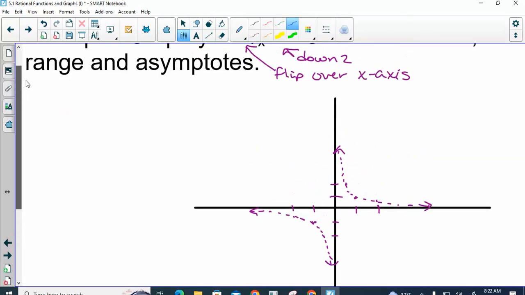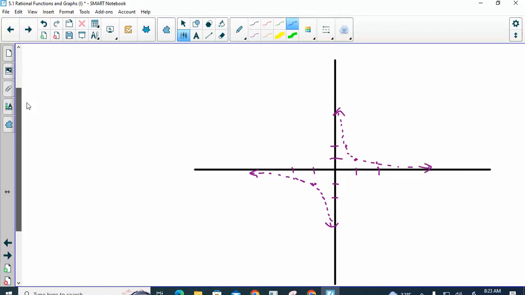When I move my graph down, which asymptote gets moved? The horizontal. So it was at 0. If I go down 2, I now have a horizontal asymptote at -2. Did my vertical asymptote move? No, because I didn't go left or right at all.